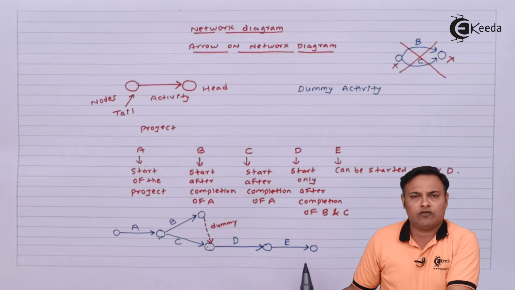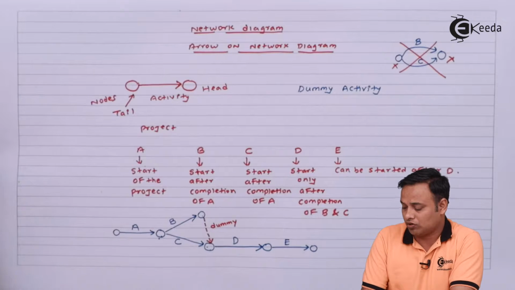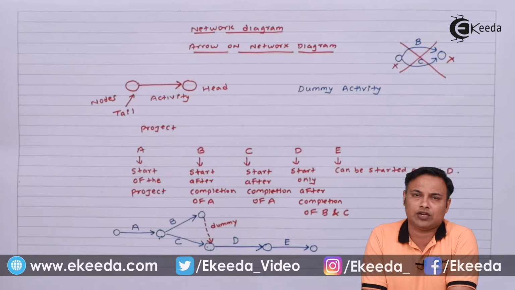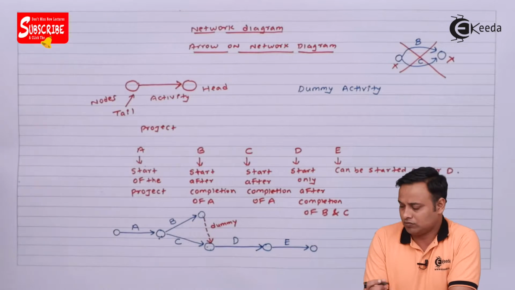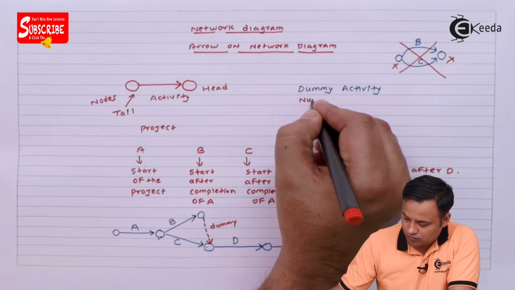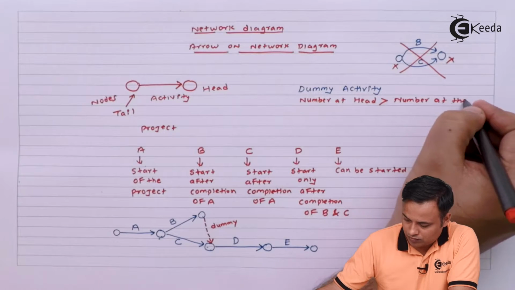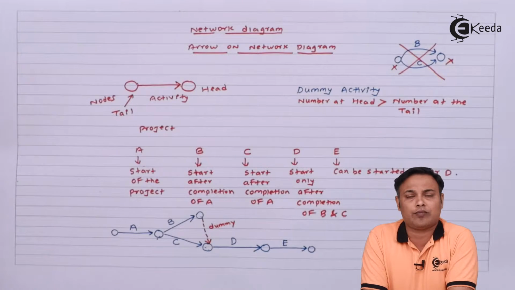In this whole case, we also put the numbers against these nodes. The circles called as nodes will be numbered by us from left to right. While numbering the nodes, always check that the number at the head should be more than the number at the tail. So there is again one more rule we have discussed now. So the number at the head should be more than the number at the tail.